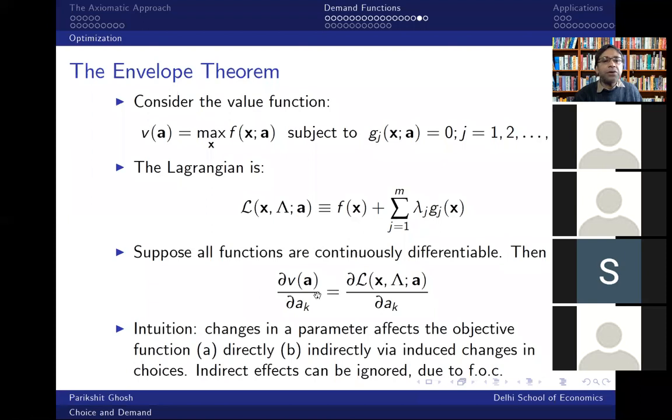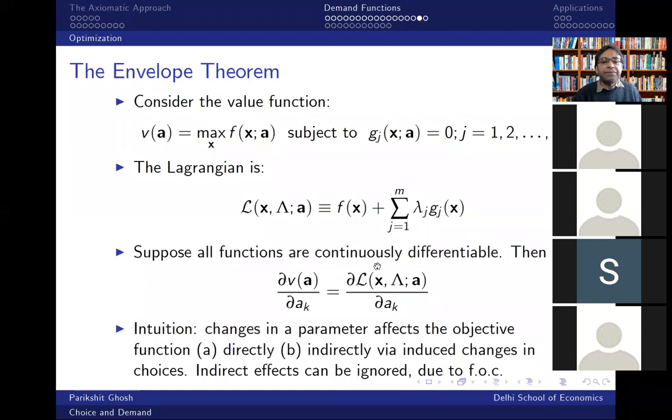Okay, so the envelope theorem. So we have a value function, which is basically the outcome of this maximization. So the Lagrangian is this, right? Objective function f(x) plus multiplier times the constraint function. You can have more than one constraint.